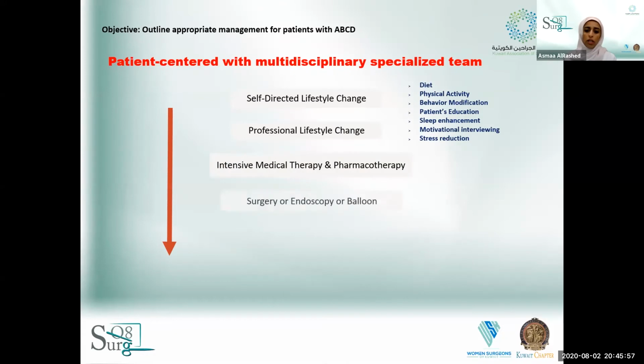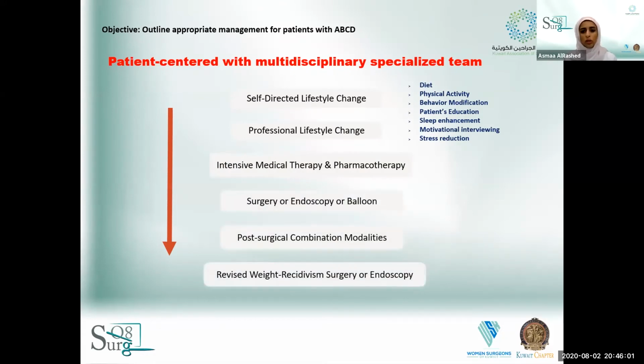So in general, you would start with self-directed lifestyle changes, so diet and exercise. People want to be helped, want to get over their disease, so many things can be done in that area. If they fail, they go to professional help. And then we talk about intensive medical therapy and pharmacotherapy as well. A lot of advances have been made now.